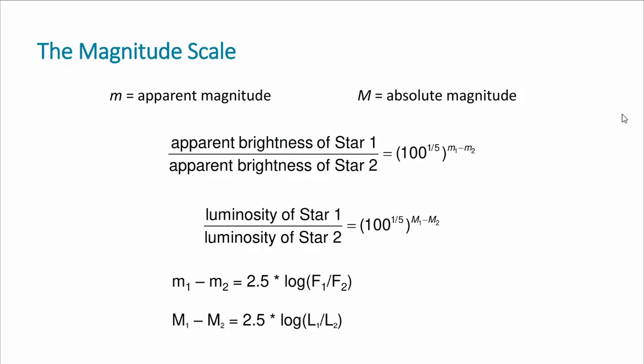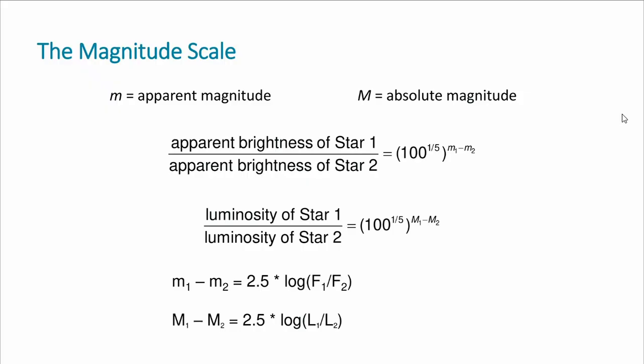So the way the logarithm works is, and this should be log base 10, if I put 100 inside of this logarithm, then the logarithm of 100 is equal to 2. And so then I'm taking 2.5 times 2, and I would get the difference between my two magnitudes to be equal to 5. So what that's telling me is that a difference in magnitude between two stars of 5 will correspond to a flux ratio of 100.